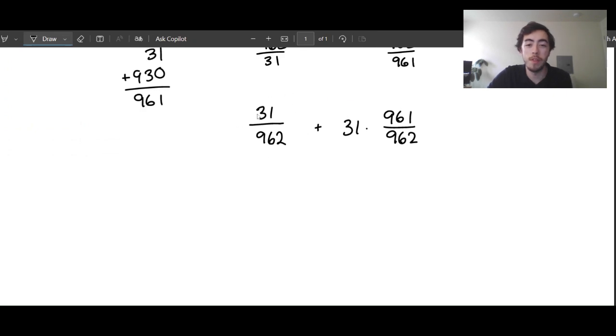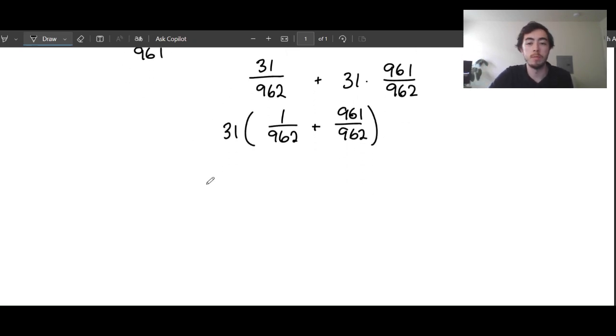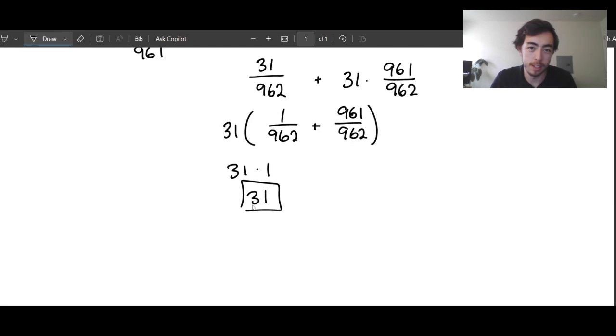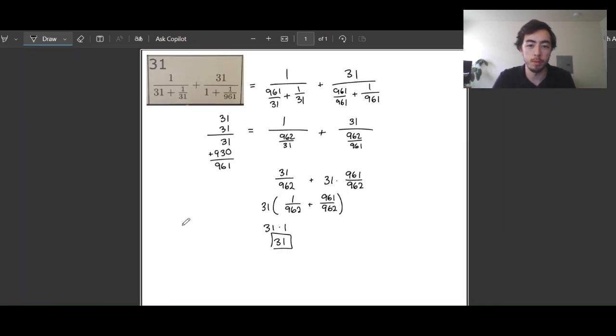There's a common factor of 31 in both of these numbers. I could factor 31 out from the first, and I get 1 over 962. And then I can factor 31 out from the second, and I get 961 over 962. And if you notice, the stuff left over in the parentheses is just 1. It's 962 over 962. So 31 times 1 just gets us 31, and that's today's date, so that's the answer for today's problem.